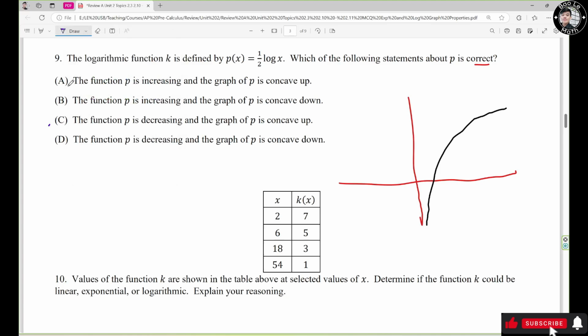Now look at the answer choice A. The function p is increasing. Yes, because if you draw the tangent line and you see that the slope of the tangent line is positive, right? So the function is increasing. You need to eliminate C and D, right? The graph of the function p is concave up. No, this is concave down, right? So the answer must be B.